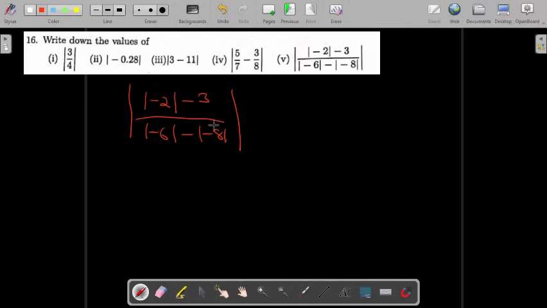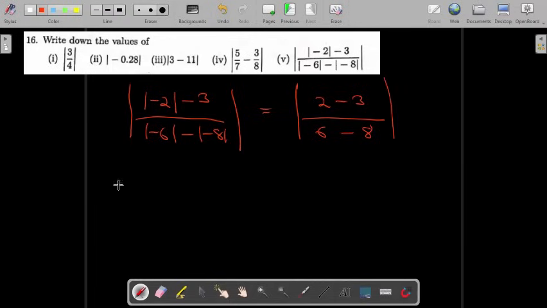So now let me work it out in stages. Let me keep the modulus that is outside first. So here, modulus of negative 2. What's the modulus of negative 2? Positive 2. So you get positive 2. Then you have your minus 3 there, divided by, what's the modulus of negative 6? Positive 6. And even for 8, we'll get positive 8 there. Then we can close this like this.